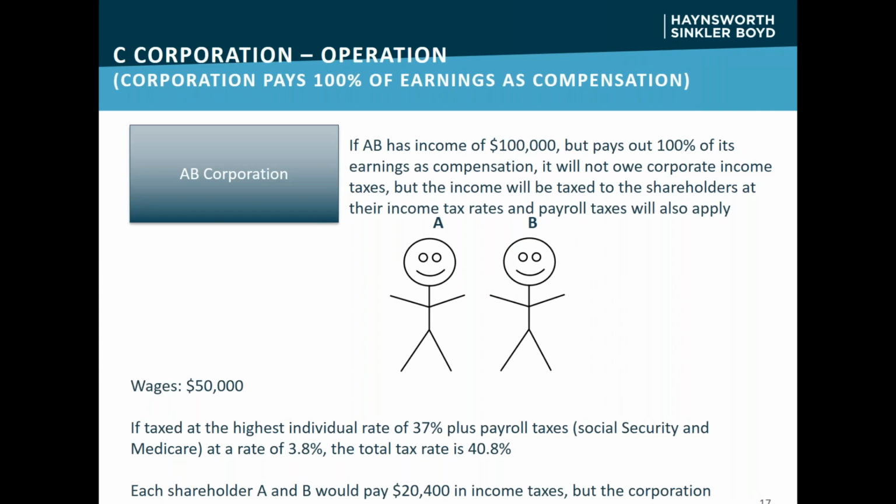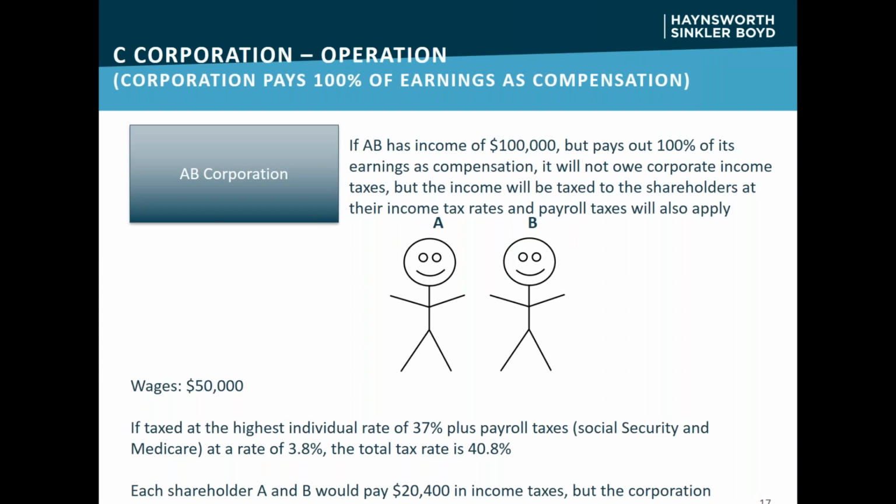So this is going to show the effect of distributing all of the earnings as compensation. If AB has income of $100,000 again, but it's going to pay out 100% of its earnings as compensation. It doesn't owe corporate income tax since the corporation has no net income, but the income is taxed to the shareholders at their income tax rates, and payroll taxes may also apply.